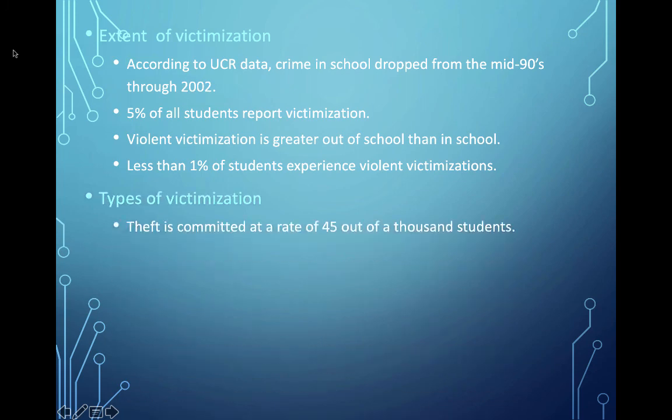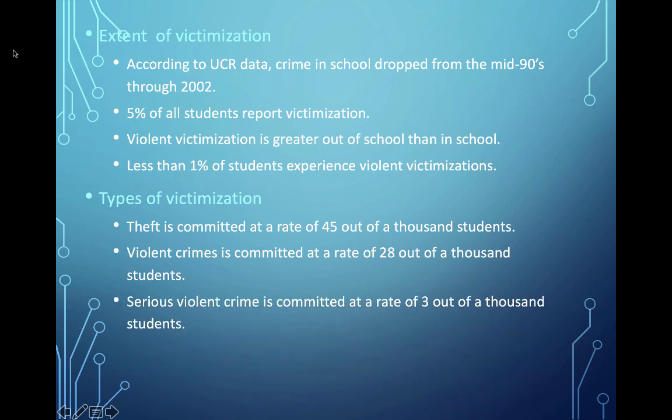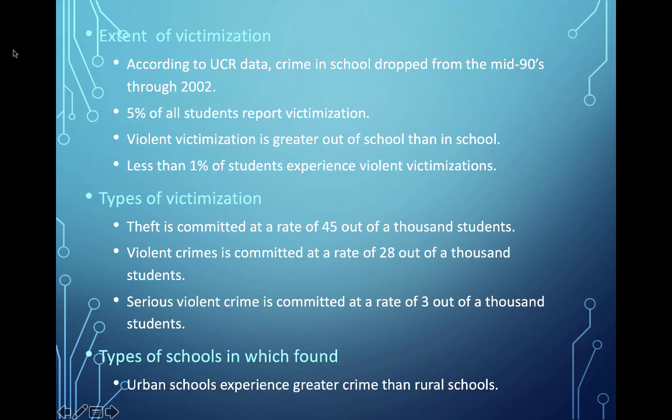Types of victimization. Theft is committed at a rate of 45 out of 1,000 students. Violent crime is committed at a rate of 28 out of 1,000 students. Serious violent crime is committed at a rate of 3 out of 1,000 students. Types of schools in which found: urban schools experience greater crime than rural.